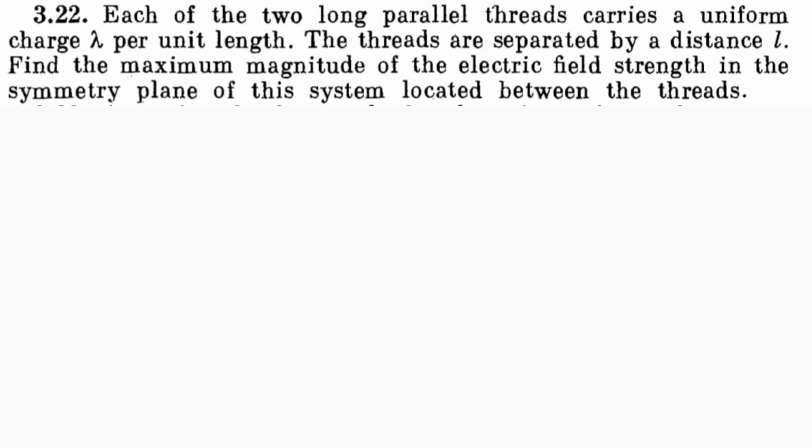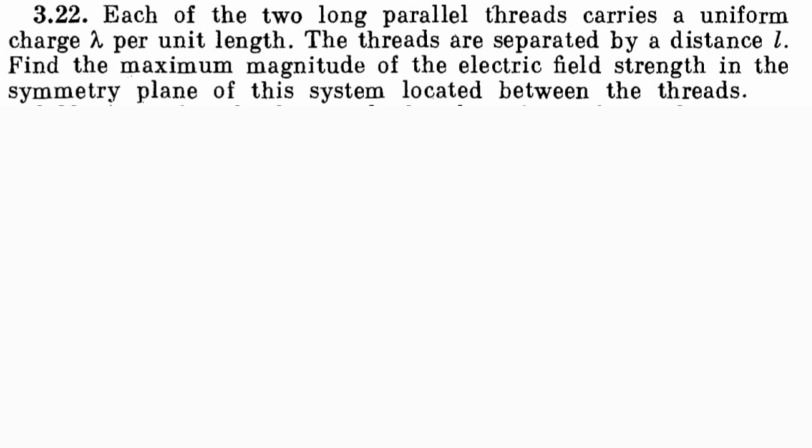So we are dealing with the fourth problem in this series, and the fourth problem is problem 3.22. The problem states: each of the two long parallel threads carries a uniform charge lambda per unit length. The threads are separated by a distance L. Find the maximum magnitude of the electric field strength in the symmetry plane of the system located between the threads.